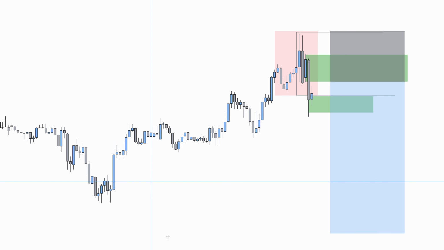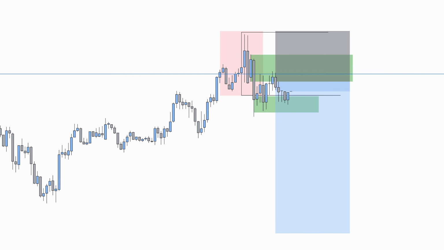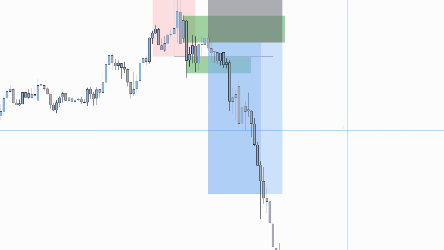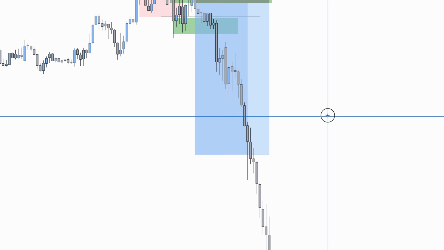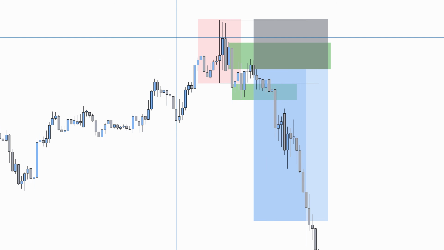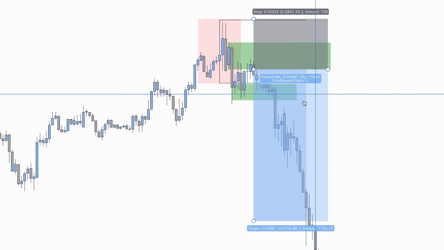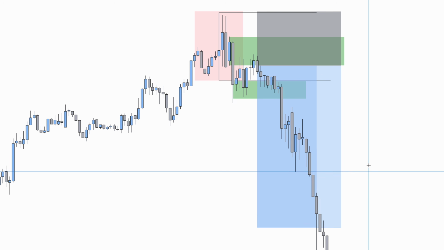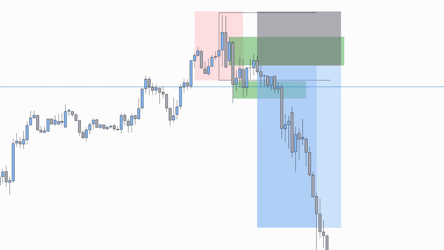Now, if we allow this market to run forward, you see, we get a tap into that area of supply, and the market reverses completely, actually pushing down considerably more. Now, this allowed us to catch the start of a reversal trade, okay? But as I did say, it can also be used in continuations. So let's go and take a look at an example of that just now.